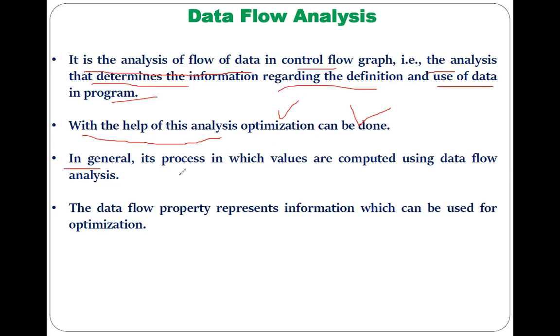In general, it is a process in which values are computed using the data flow analysis. The data flow property represents information which can be used for optimization. There are various properties of the data flow that we are going to study in the next session. With that information, we can easily do global optimization. So the definition of data flow analysis is the analysis of data in the control flow graph: gathering or analyzing information regarding the definition and use of data, and how the data is moving from one basic block to another. This is just a definition.